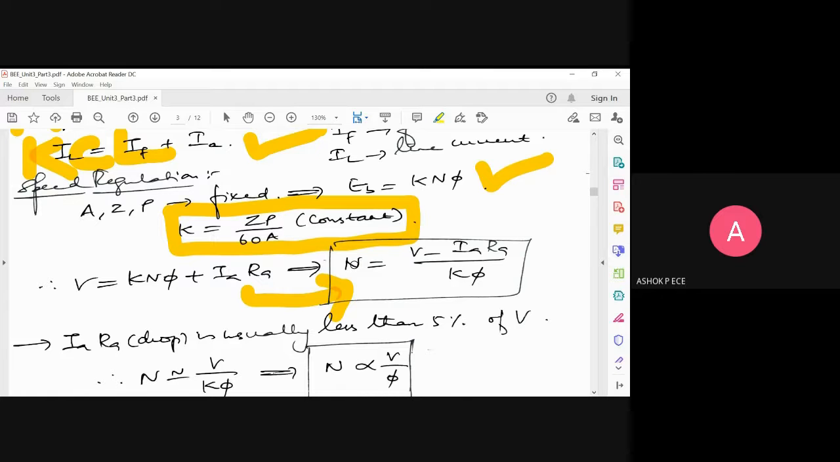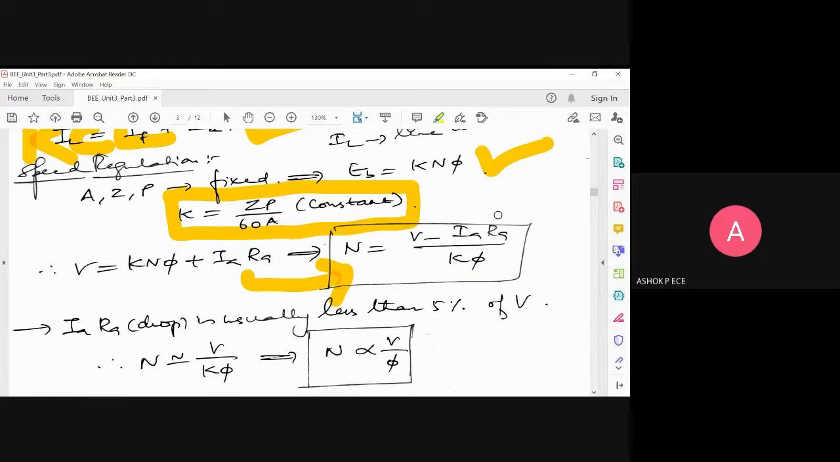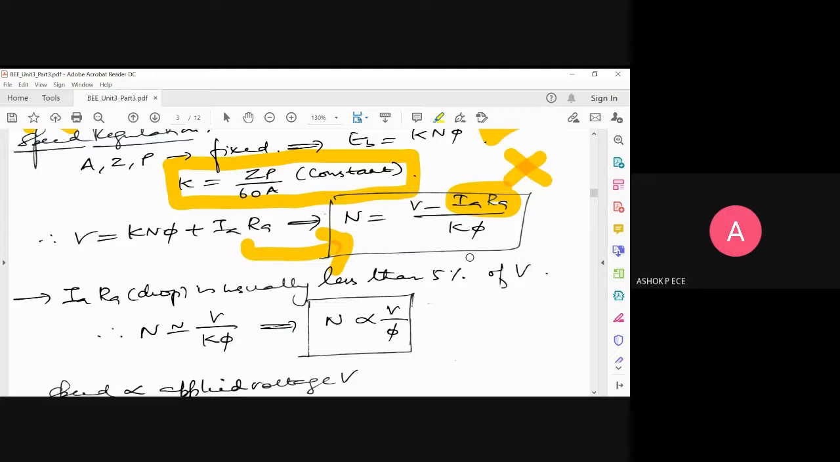Okay, N is the speed of rotation of your motor, and this IaRa is the voltage drop. It is the loss, or I can call it a voltage drop, which is very, very small. So I'm going to neglect that. See here, it is less than 5%. So I'm going to neglect this IaRa. So N will be approximately V by K phi. Or I can say N is proportional to V by phi if I remove this constant of proportionality K.